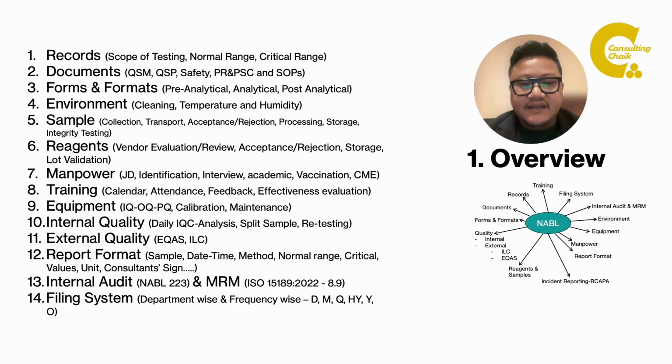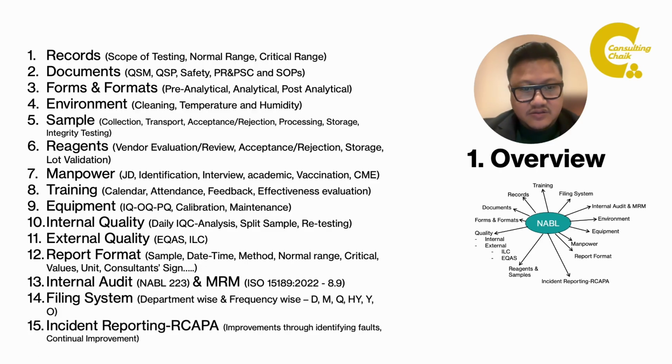Then you have the filing system, where you file the documents department-wise and frequency-wise, as in daily, monthly, quarterly, half yearly, yearly, or once, or even as and when required. And then you have the incident report. The incident report should be followed by RCA and CAPA. This is to improve through identifying the faults and for continual improvement.